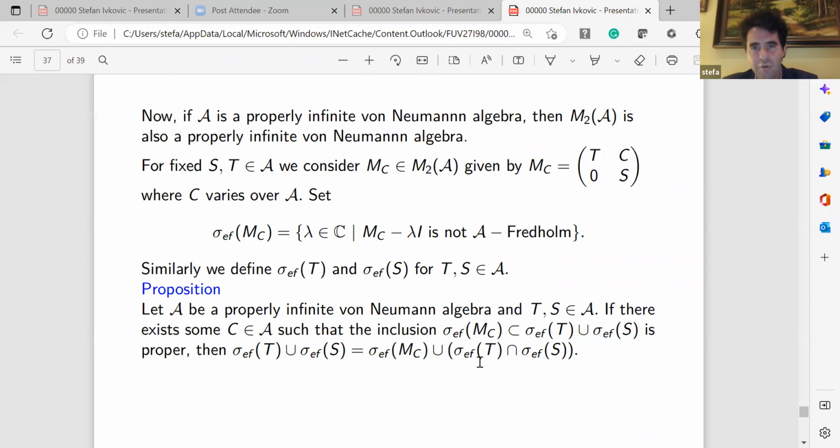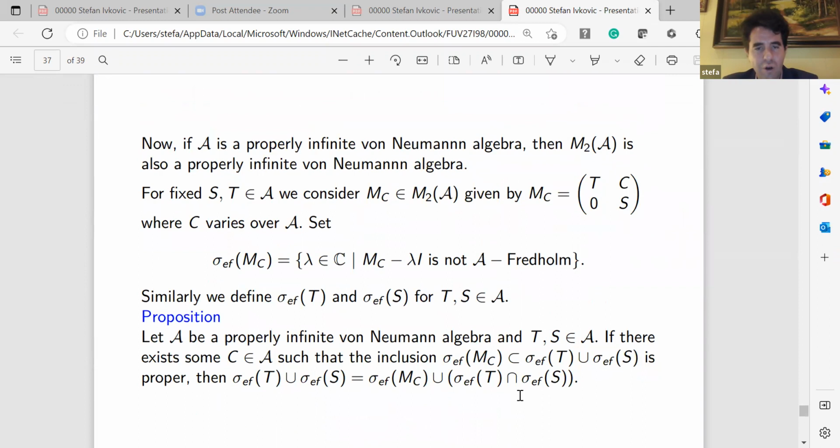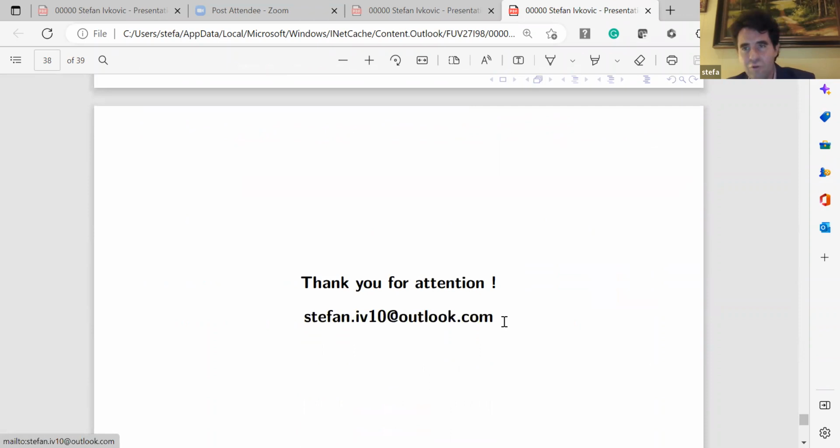This generalizes the result by Professor Georgievic. Let me just mention this reference, his paper in the Journal of Operator Theory, his paper on generalized Weyl operators, which I was speaking about before. This is a generalization which we now obtain in the setting of properly infinite von Neumann algebras. So this is what I wanted to say. First of all, I would like to thank you for the attention. And now, if you have some questions, I am here to answer.